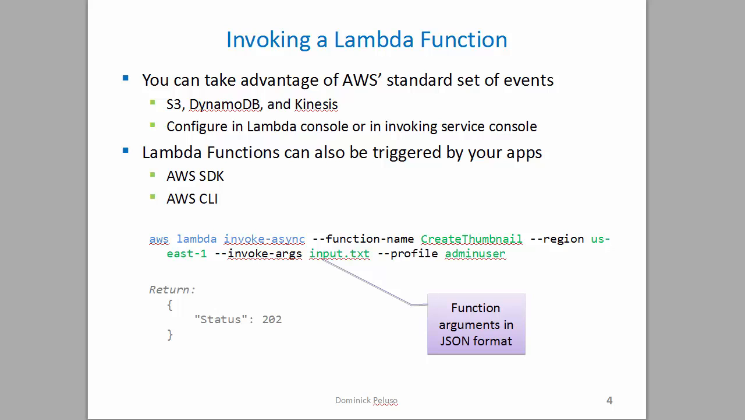As I said, you can take advantage of AWS's standard set of events, which are just S3, DynamoDB, and Kinesis. For each one of these, you could configure it in the Lambda console, or you could go into, for example, the S3 bucket, and in the properties section, there'd be something called events. So you can do it from either place. You can also trigger your Lambda functions from your application using the AWS SDK, something like PHP or Python to invoke something. You can also do it from the command line.